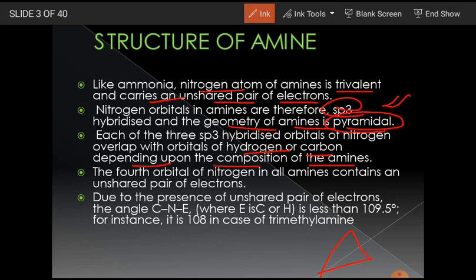The fourth orbital of the nitrogen of all amines contains an unshared pair of electrons, that we already know from the structure of ammonia. It's almost similar to the structure of ammonia, but there is a slight difference, like the bond angle is slightly different. In the case of trimethylamine, we are having a bond angle of 108 degrees, and in the case of others, we are having less than 109.5 degrees because of the unshared pair of electrons. It is slightly deviated from the tetrahedral angle.